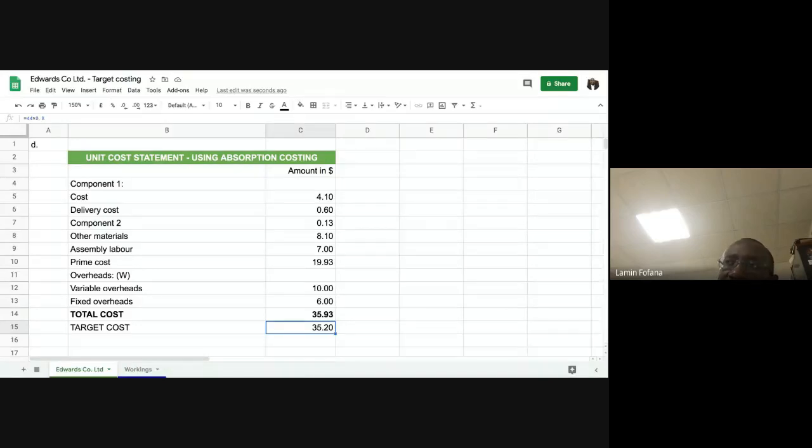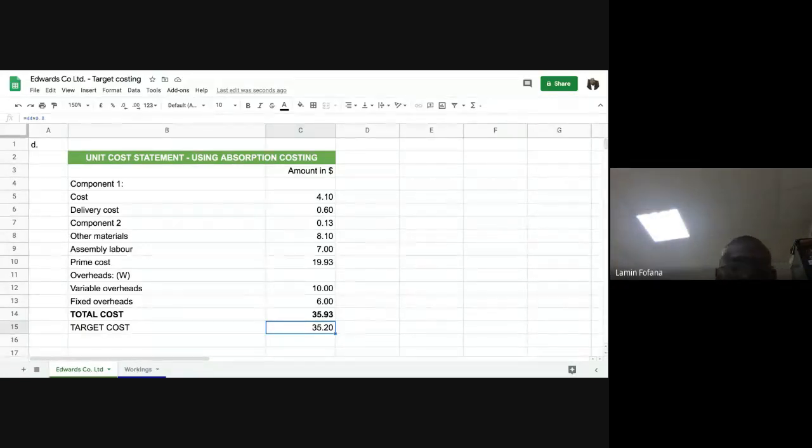We know that if 20% of a number is deducted from the number, it's like you're deducting 20% from 100%. 20% from 100% is 80%. So it's the same as applying 80% to the number directly. So the target cost will be 80% of the sales. Is that clear? So 80% of the selling price is 35.2.